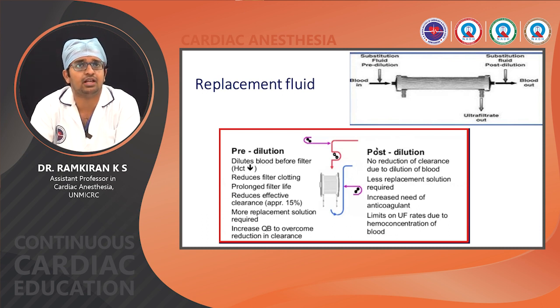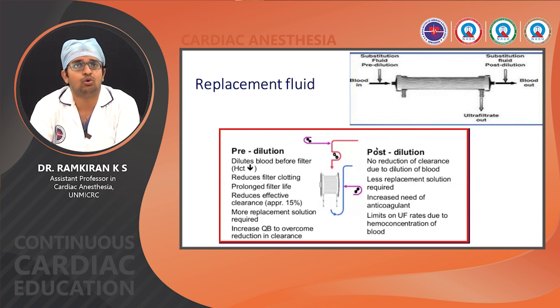If you consider the pre-dilution replacement fluid, it dilutes the blood before the filter. The main advantage is that it reduces filter clotting, so it prolongs the filter life. But it has its downsides: it reduces the effective clearance by approximately 15%. So more replacement solution is required, and ultimately you have to increase the blood flow to overcome this reduction in clearance.